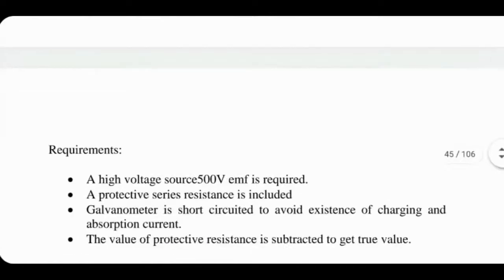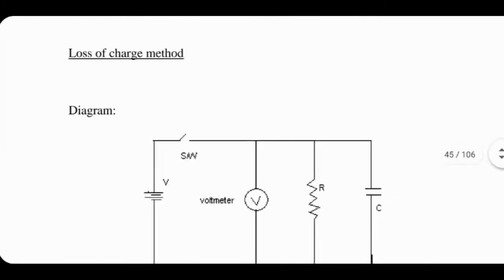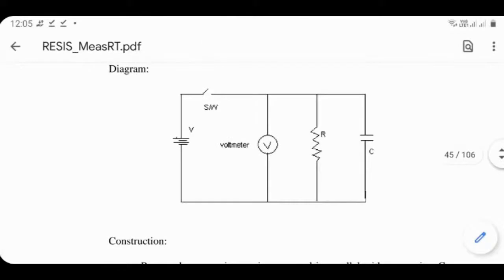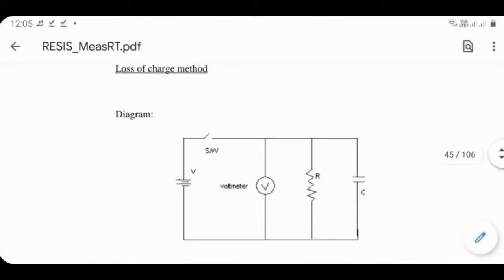The second method is loss of charge method. Here what we do is, if you recall from first year basic electronics course, a parallel RC circuit, if you allow a battery to discharge through that RC circuit, it doesn't discharge right away. It takes some time for the discharge to be almost complete. There is a concept called time constant of the circuit, which is product of R and C. So what we do is we measure time constant.